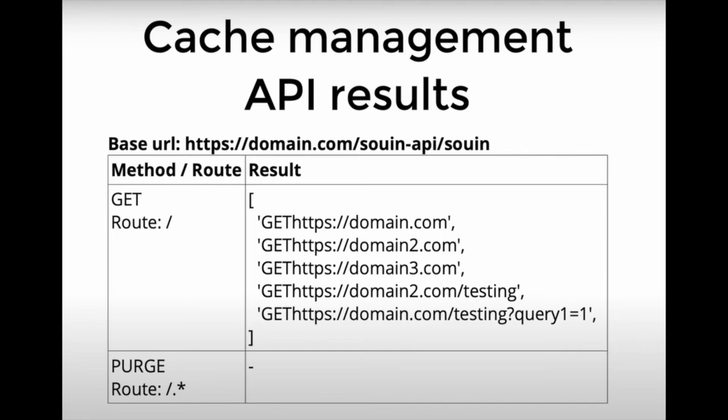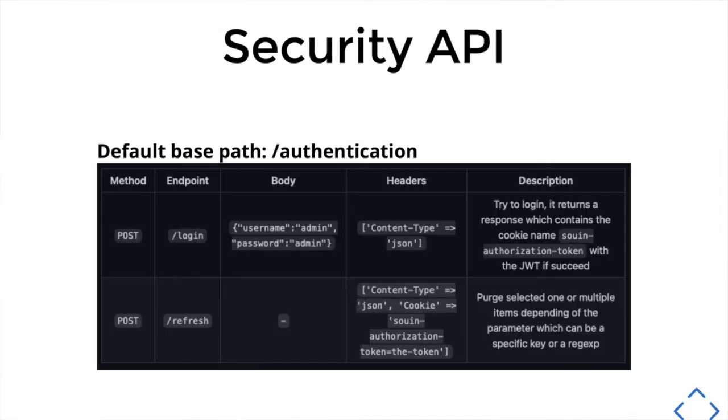So, as I said, Swing provides JWT authentication using a JWT token, and you can log in on the login endpoint, sending a POST request with a JSON content type header and a JSON body containing the username and password. Then you can refresh your token, sending a simple POST request with a JSON content type header and a cookie, Swing authorization token, which contains the JWT token in it.